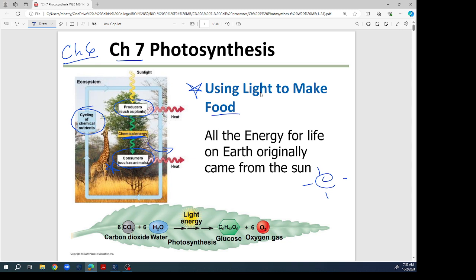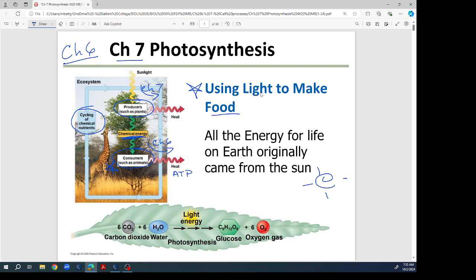So this is chapter 6, right? This is cellular respiration. That's what the consumers are doing, making a little heat and ATP. And then the producers, such as plants, this is chapter 7. So that is that endergonic reaction, that process of photosynthesis.